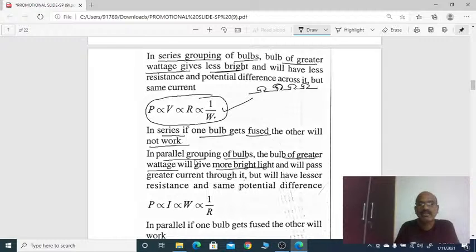Keep in mind, this relation you need to remember now. If the resistance is more, power will be less. If the resistance is less, power will be more. Resistance less, current will be more. Resistance less, wattage will be more. So in parallel connection, if one bulb gets fused, the other bulbs will not be affected. Only that particular bulb will be fused, the remaining will all work. That is why in house wiring, parallel connection is always preferred. If one room's bulb goes, all others will be safe. So keep this idea in mind.